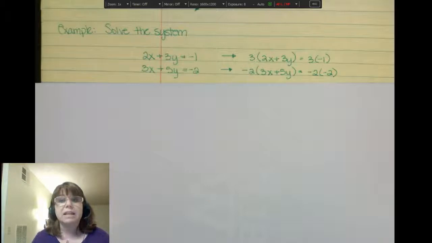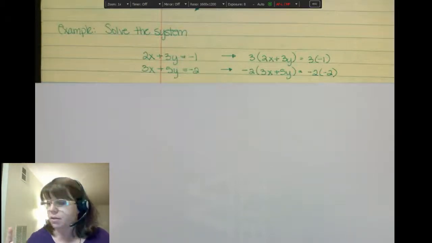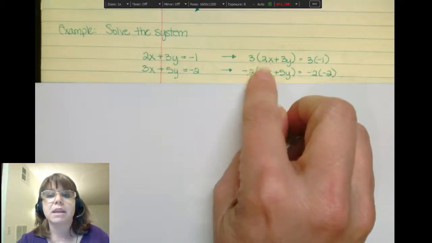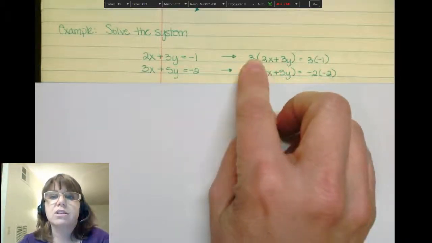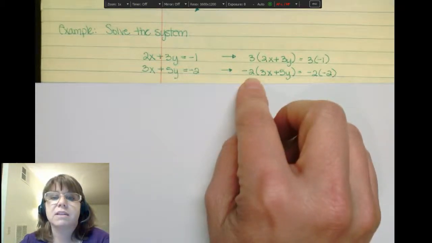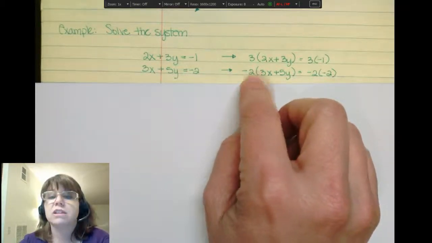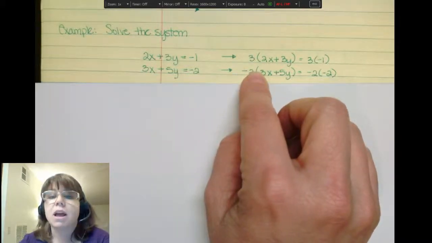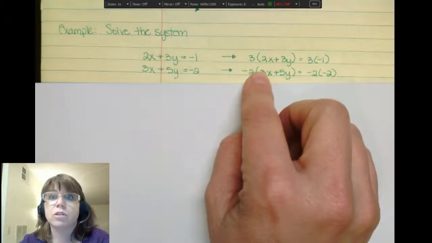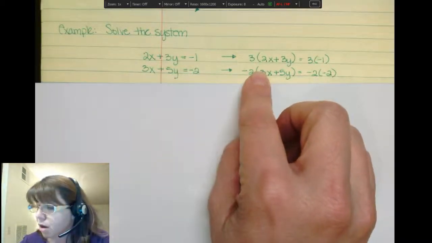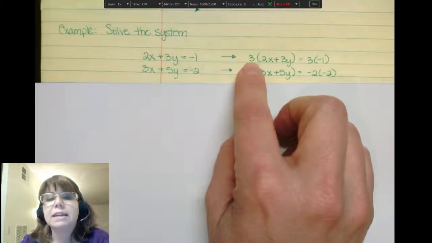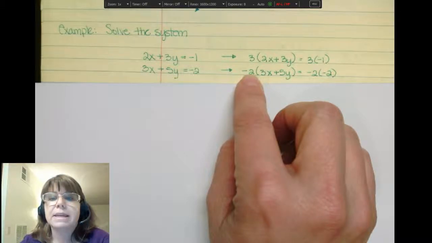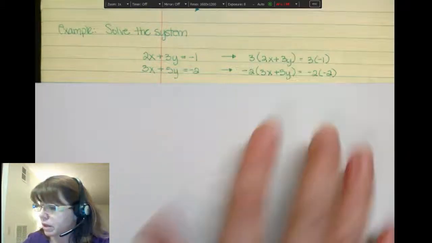You have to have one of the eliminated variables be negative and one of them be positive. For me, I'm going to eliminate my x's, and I've chosen the top one to be positive and the bottom one to be negative. It doesn't matter. I could have chosen the top one to be negative and the bottom to be positive. As long as they're opposite signs, I can eliminate them after going through and multiplying. Alright, so the top I need to multiply by 3, and the bottom equation I need to multiply by -2. So I'm going to multiply that all the way across.